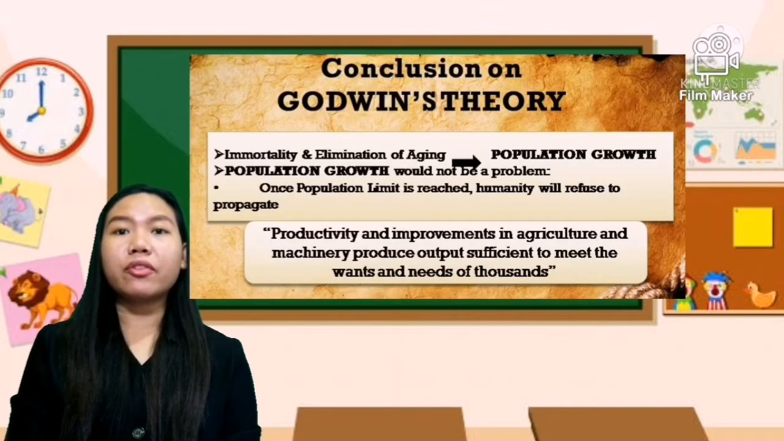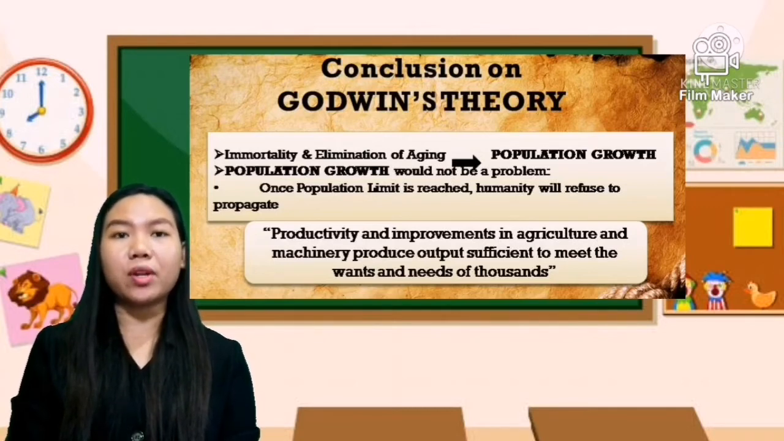Additionally, because of his belief in human perfectibility, he speculates on the possibility of immortality and elimination of aging. Because according to him, if the mind will one day become omnipotent, why may not man be one day immortal? This connects to his concept of population. So, elimination of aging means population growth. People would no longer grow old, and it would take a very long time before they die.